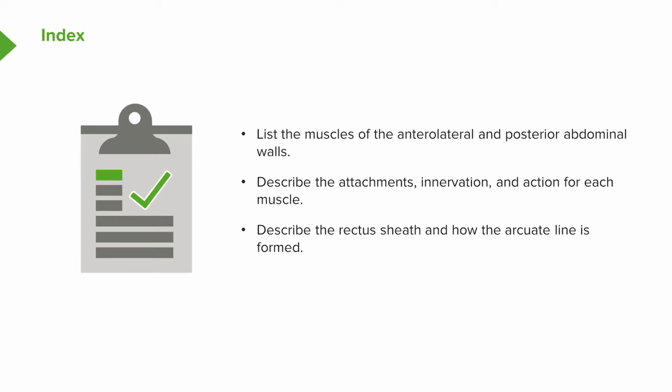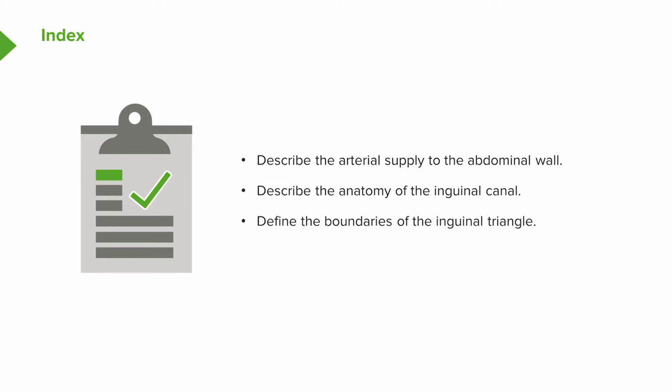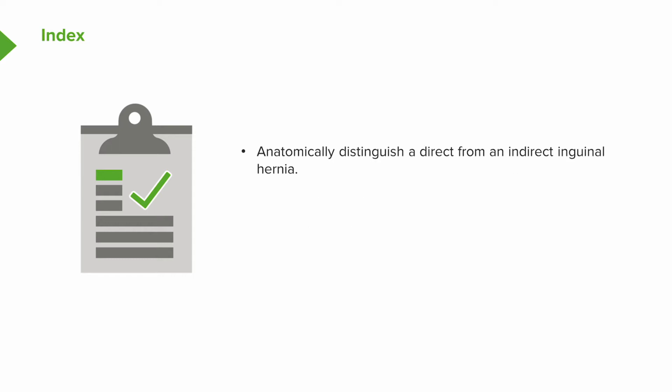Describe the rectus sheath and how the arcuate line is formed. Describe the arterial supply to the abdominal wall. Describe the anatomy of the inguinal canal. Define the boundaries of the inguinal triangle. And lastly, anatomically distinguish a direct from an indirect inguinal hernia. And then we'll proceed to the summary slide and identify the important take-home messages. And then lastly, provide attribution for the images that were used throughout this presentation.